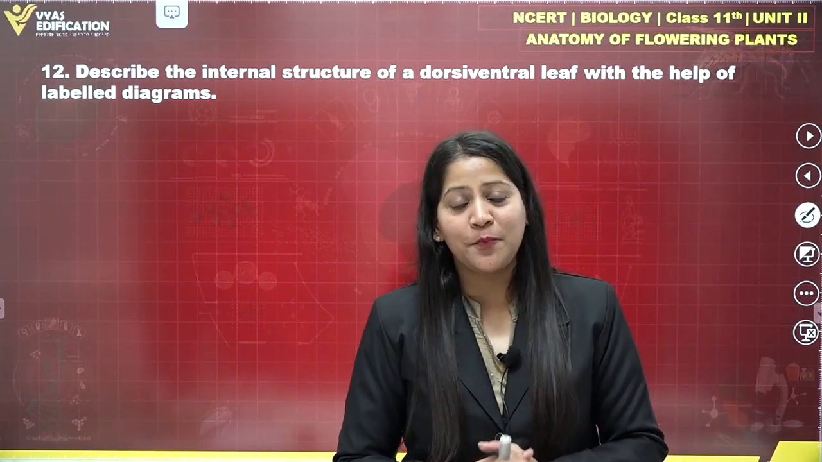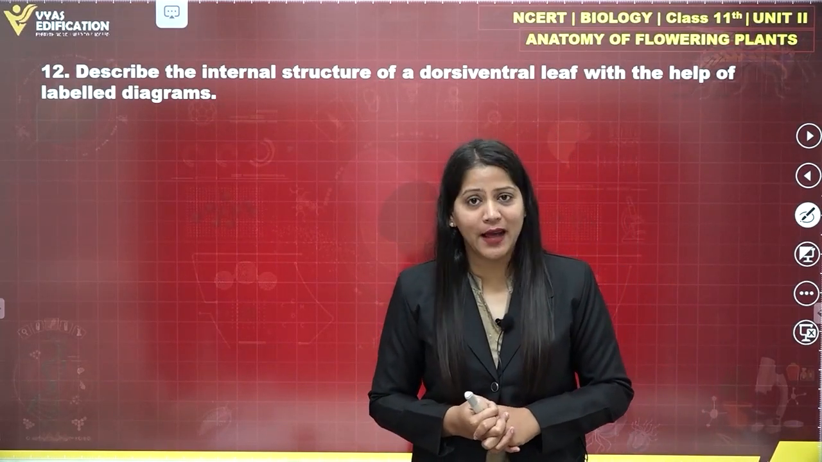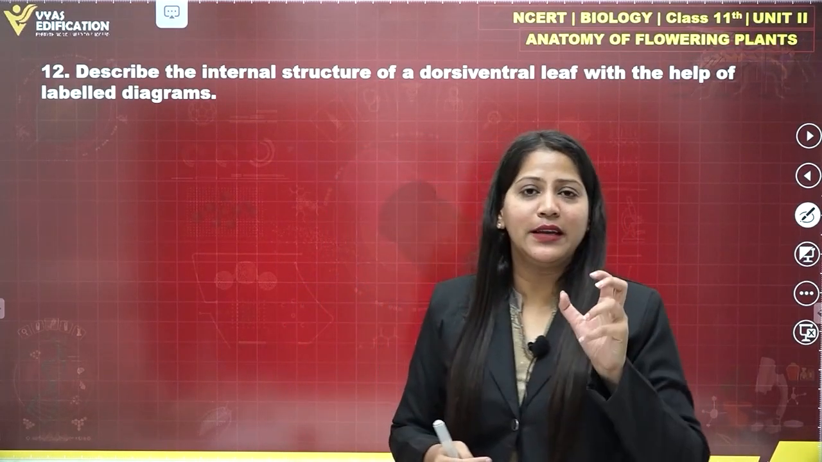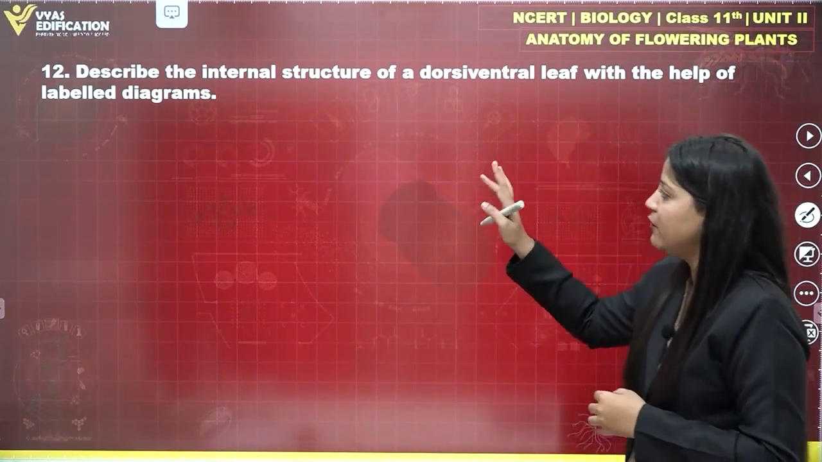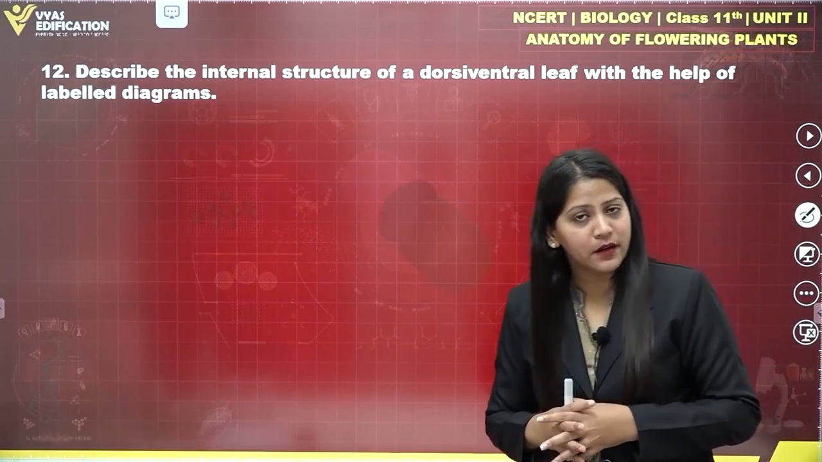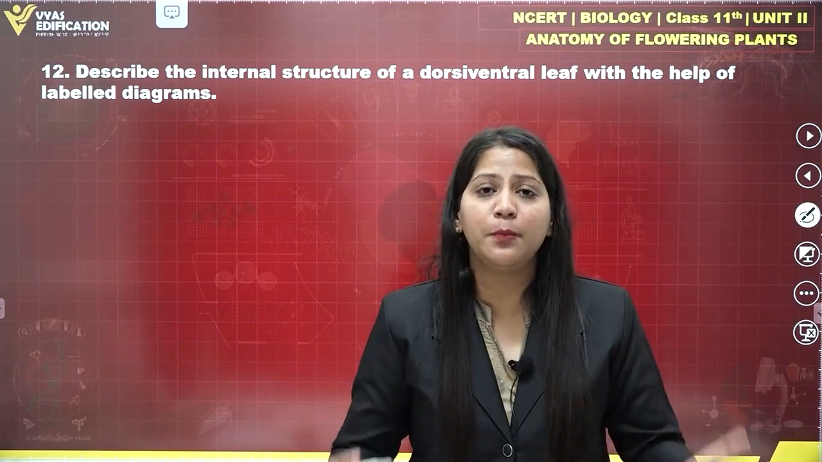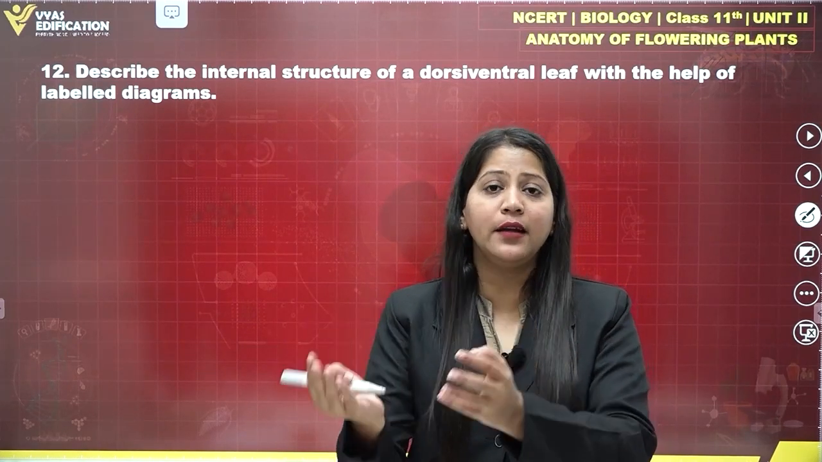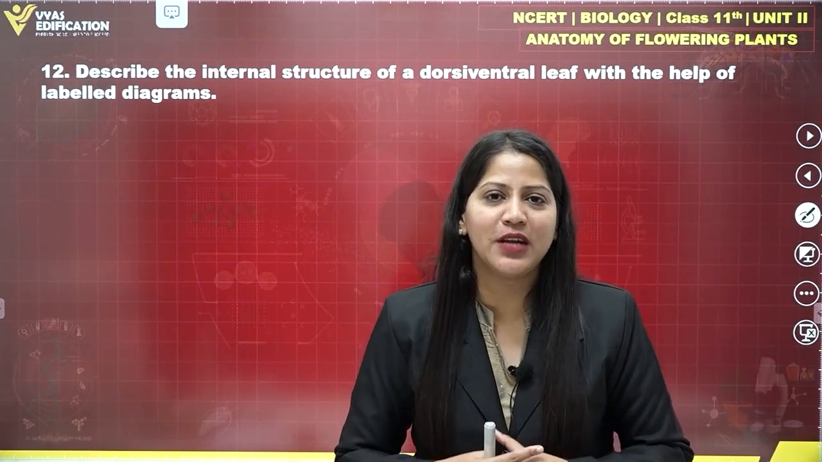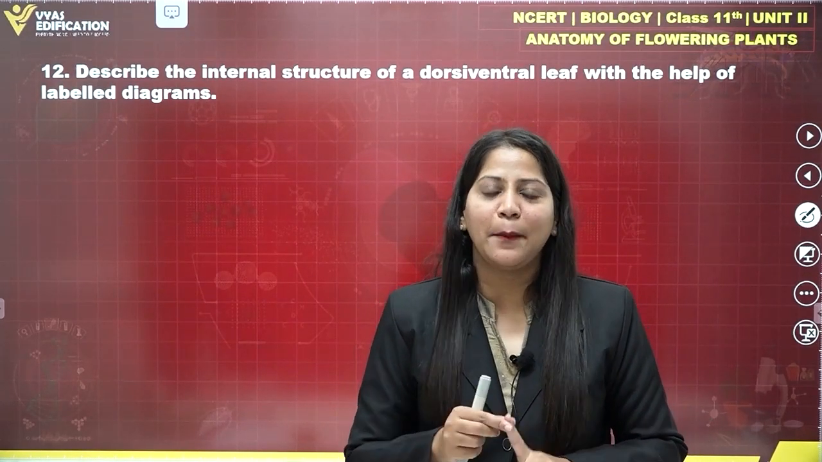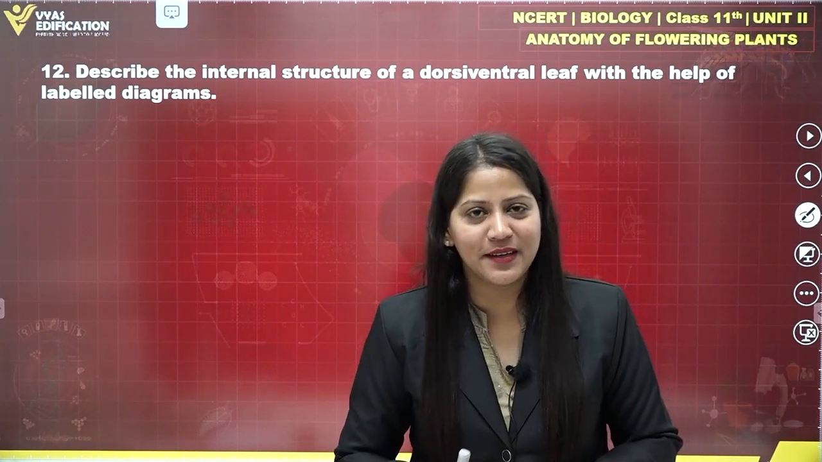dorsiventral leaf is found. So clearly we know that dorsiventral leaves are present in dicot plants, right? Dorsiventral leaves are present in dicot plants. Now basically, if we talk about the description of the internal structure of these dorsiventral leaves, then they have three parts, or I may say that these dorsiventral leaves are composed of three main parts, that is epidermal layer, mesophyll and vascular bundles.